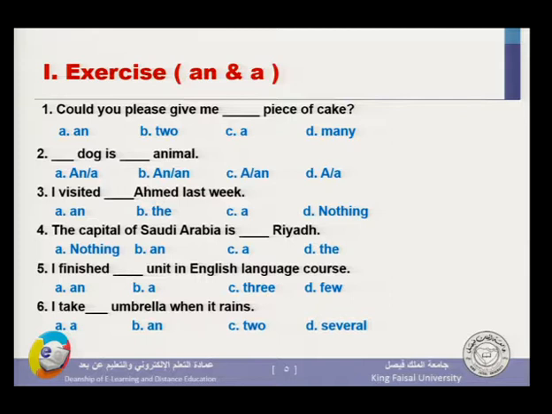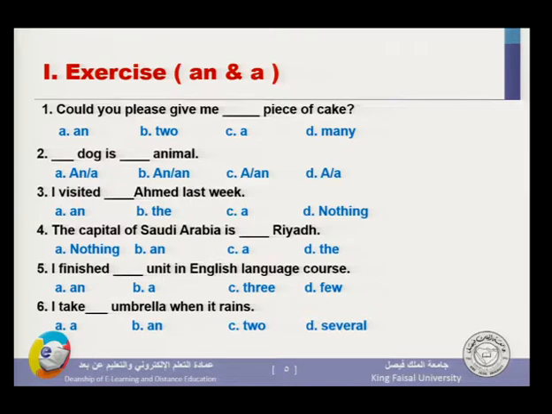Here we have some examples. I hope you can do them at home, and you will find out what I've just said. I just want to make that first example a question. Could you please give me a piece of cake? Okay, I couldn't say an piece of cake. Why? Because P is not a vowel, so an is wrong to be used. Okay?